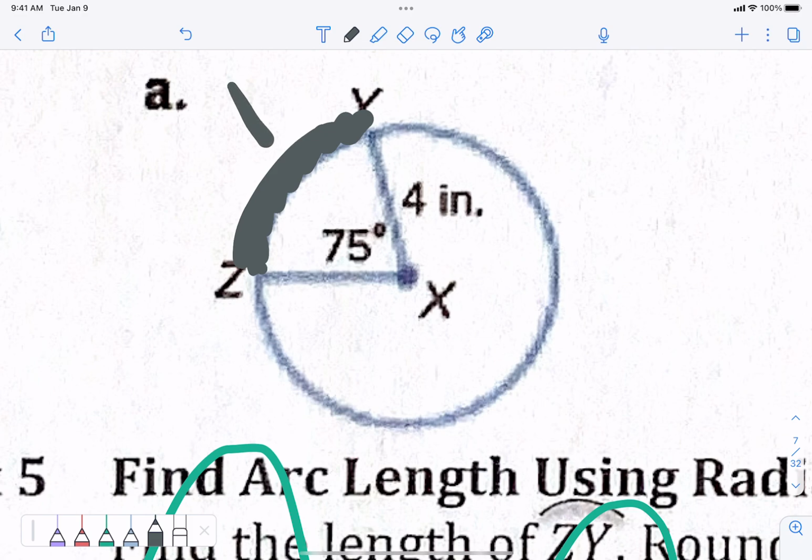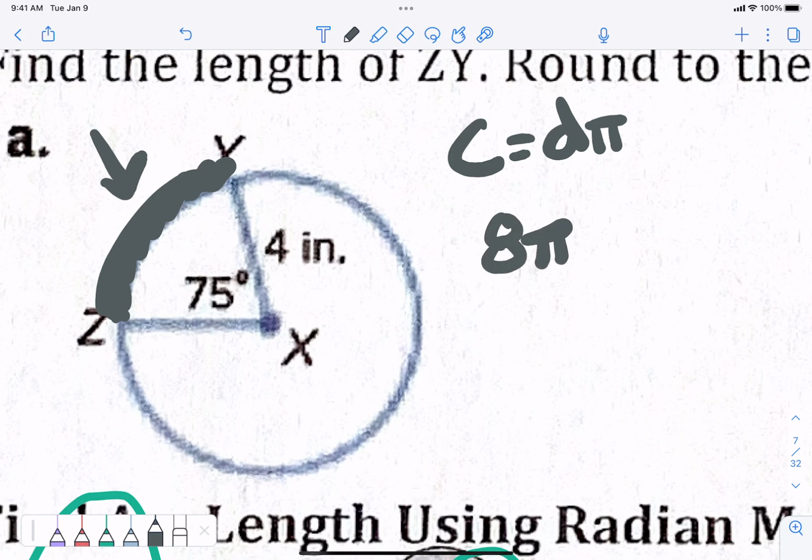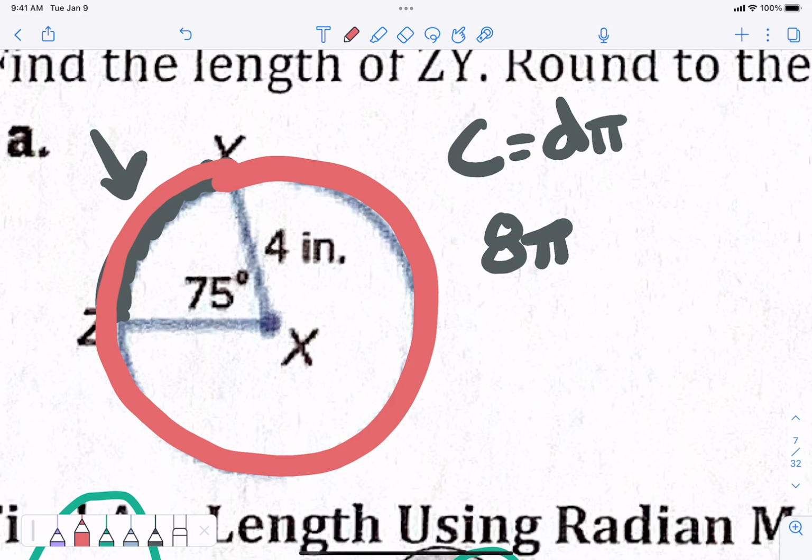When we're finding this little chunk right here, like this little piece, that's part of the circumference, right? Okay? And circumference of a circle is diameter times pi. So let's find what the whole circumference would be. What's the diameter of this circle going to be? 8. So the entire circumference is 8 pi, whatever that would be, right? You don't have to calculate it out. But 8 pi would be the distance if I was going all the way around it, right? That would be like the entire crust. 8 pi inches would be all the way around.